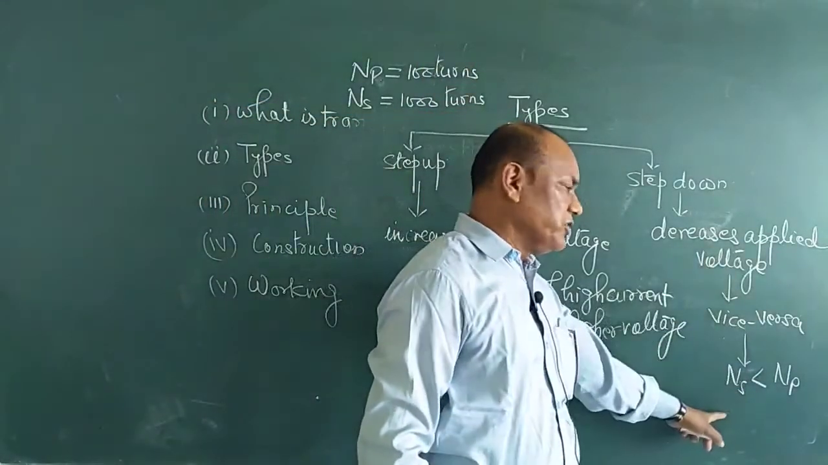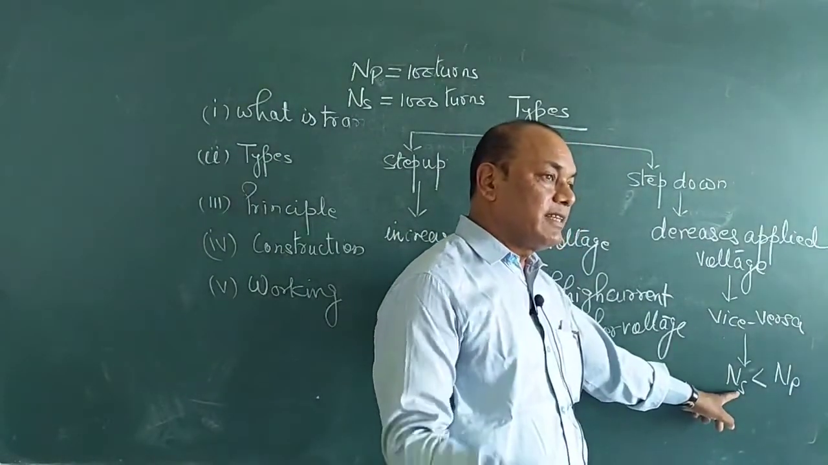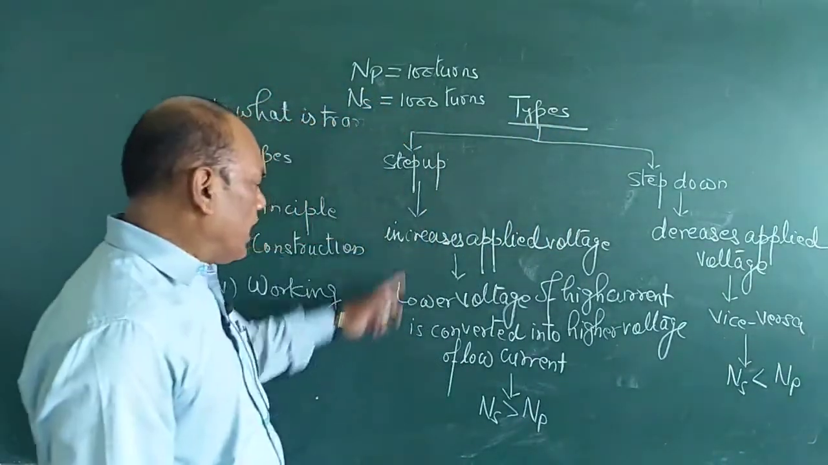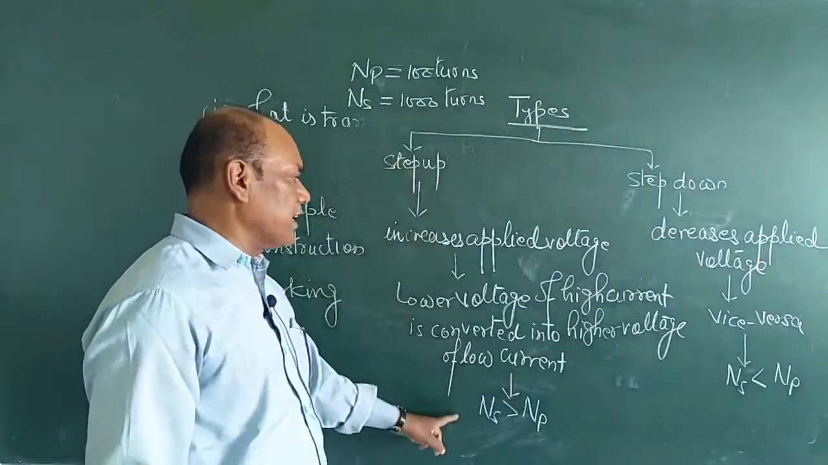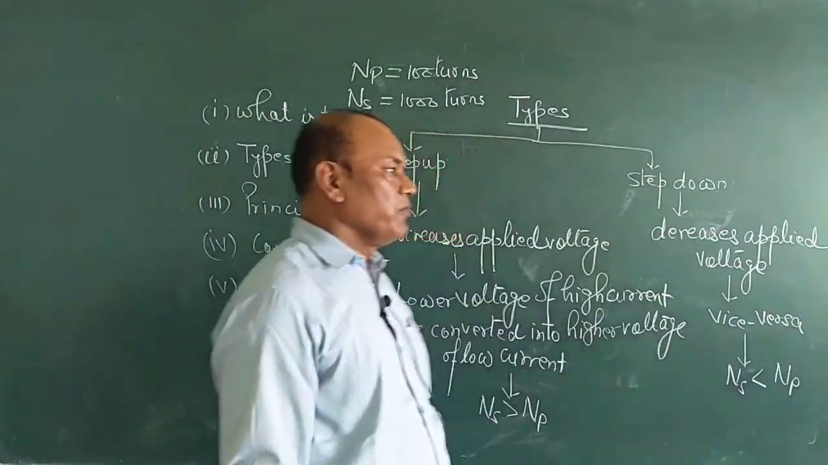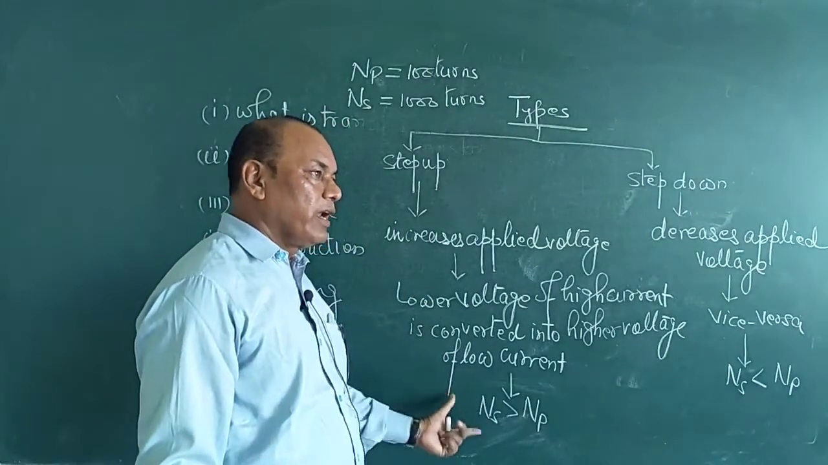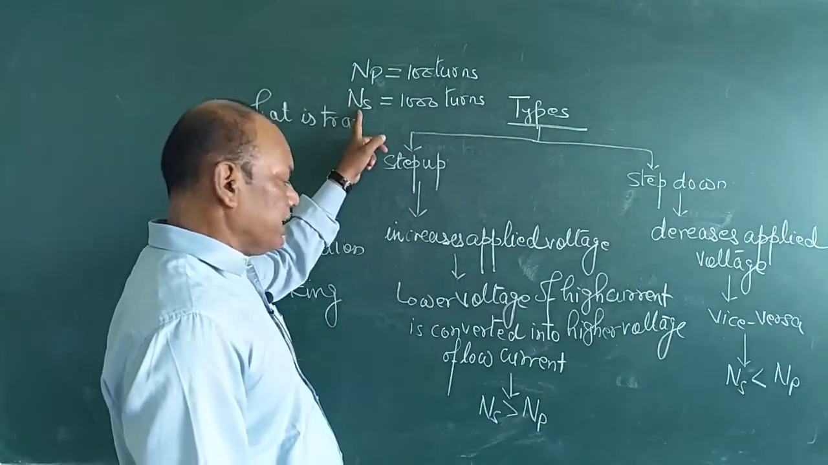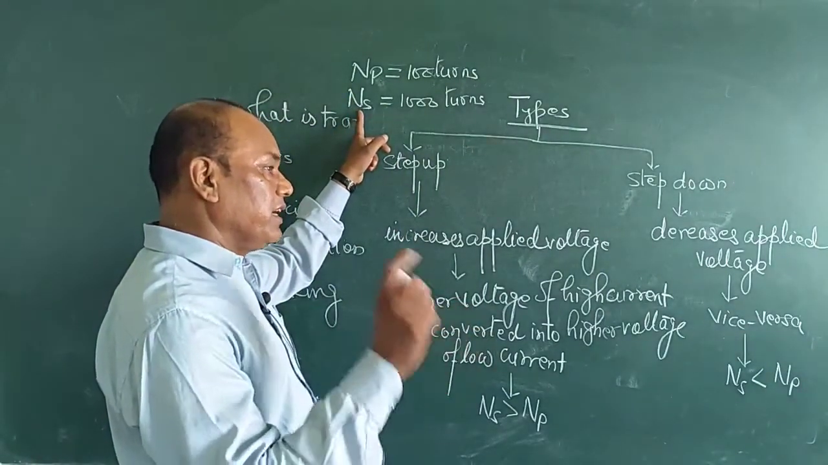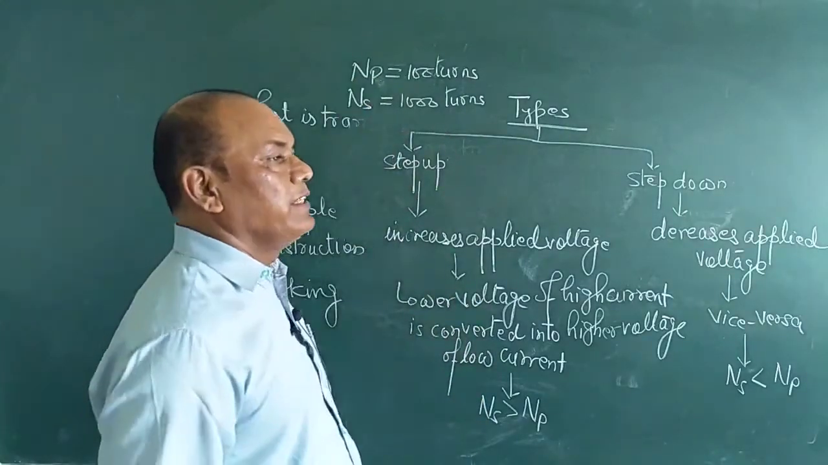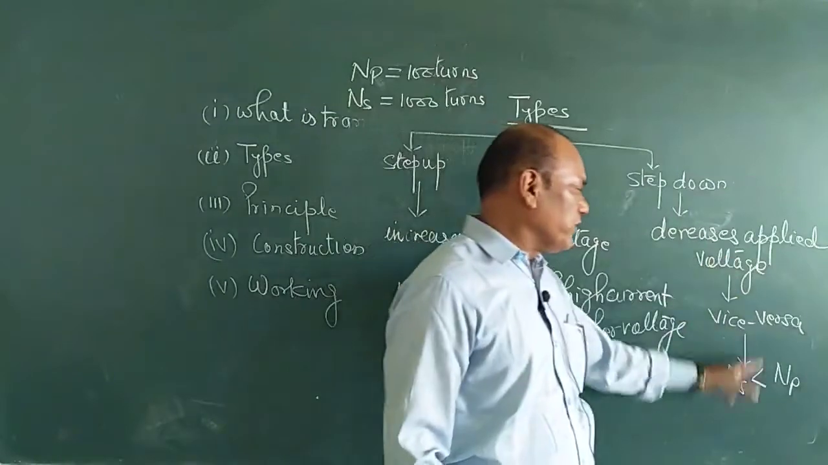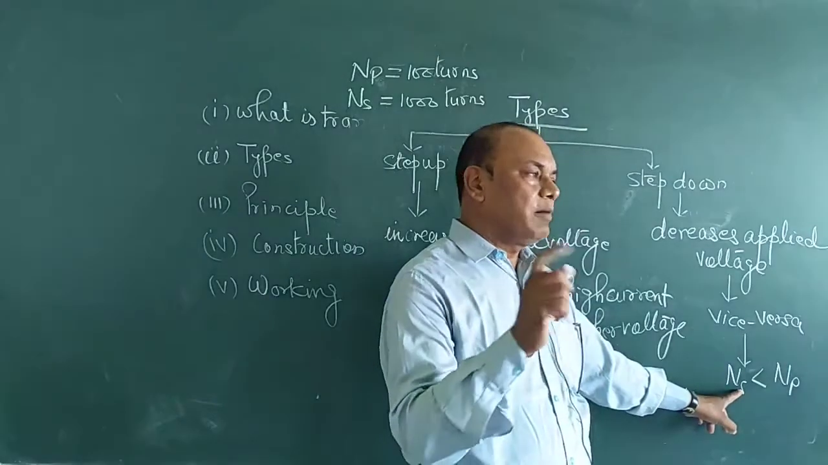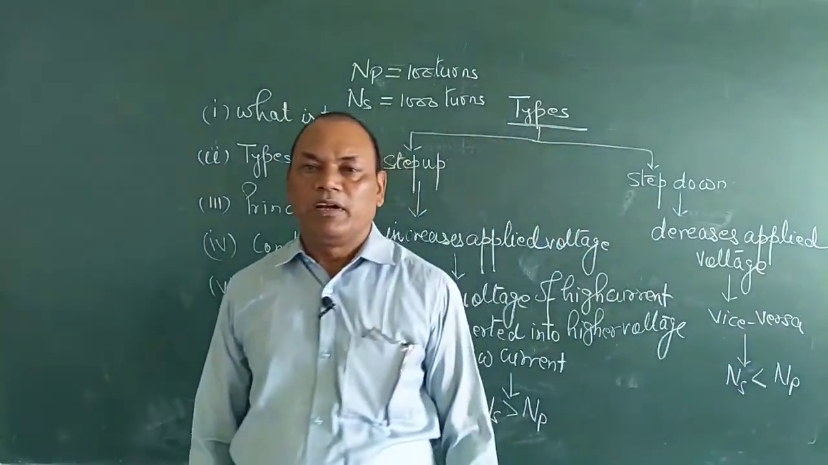Similarly, in the opposite sense, we can say that the number of turns in the secondary coil is very less than the number of turns in the primary coil. And one thing more: for the construction of step up and step down transformers, we take two coils, one with a greater number of turns. In the step up transformer, the secondary coil is made of thin copper wire and the primary coil is made of thick copper wire. And just vice versa, in the step down transformer, the secondary coil is made of thick copper wire and the primary coil is made of thin copper wire.